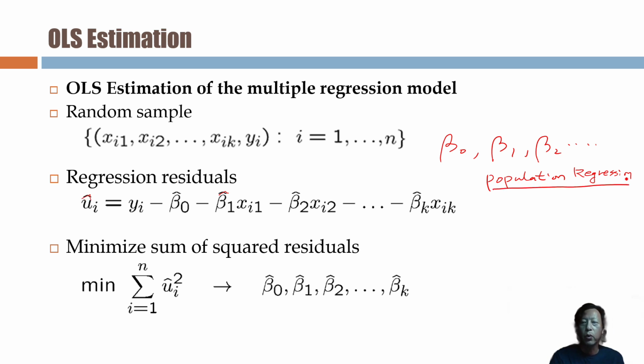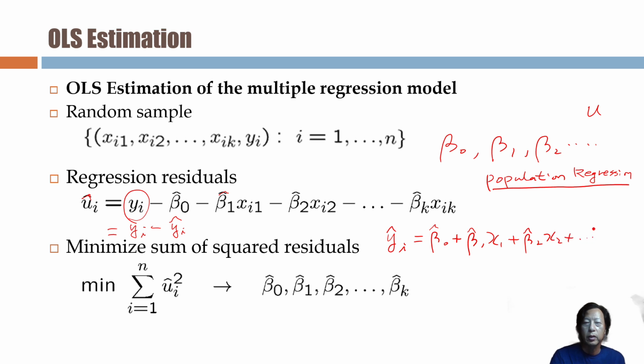The real population regression will also have an error term, but since we're using the sample, this is a sample error term. It is the observed y minus the estimated y. And the estimated y equals beta 0 hat plus beta 1 hat x1, right? Of course, these are all estimates, plus beta 2 hat x2 plus so on.